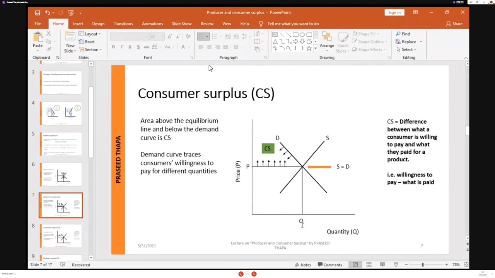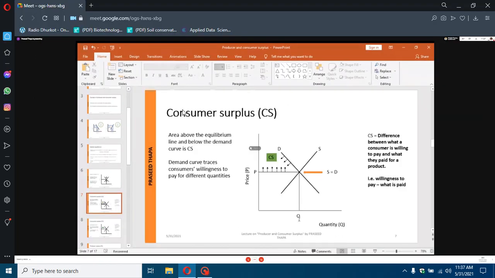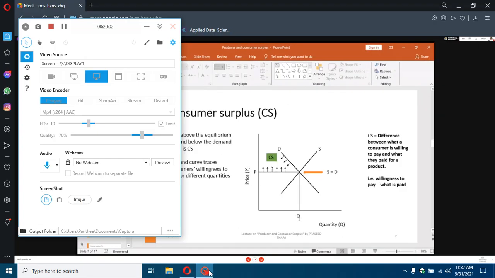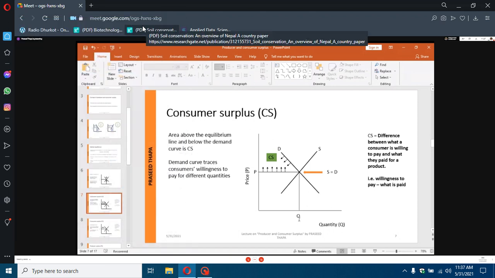Now we are coming into the next topic, consumer surplus. We know that the consumer is the one who makes the demand for the commodity. When we looked at the definition of demand, we said that demand is not just having a demand of 1,000 kilos. Demand is having the willingness to buy and the willingness to pay, and you should be able to afford that commodity at the prevailing price in the market.